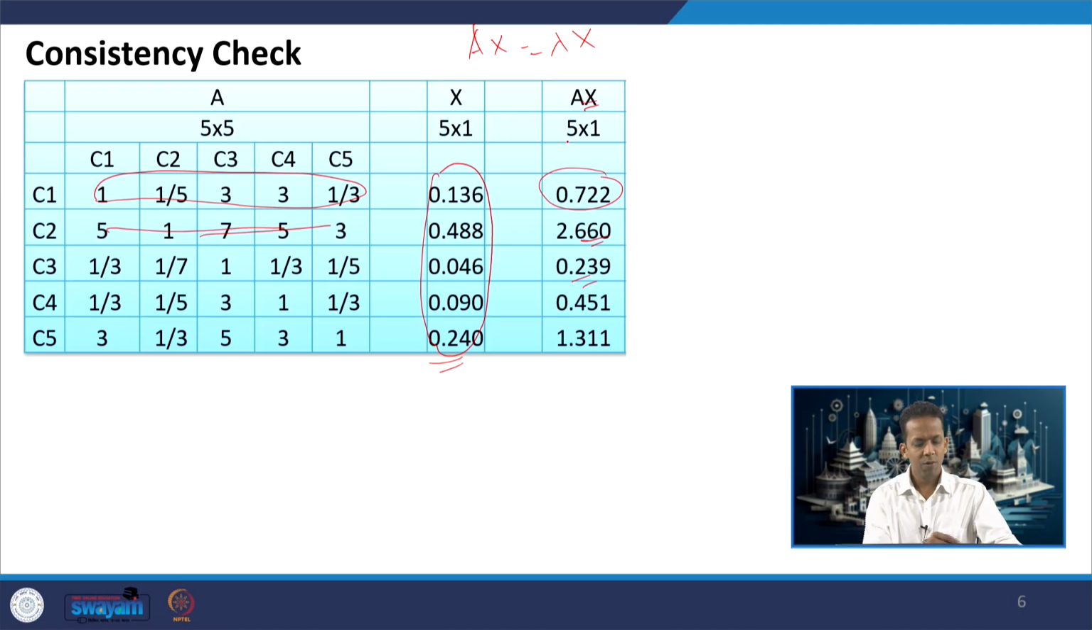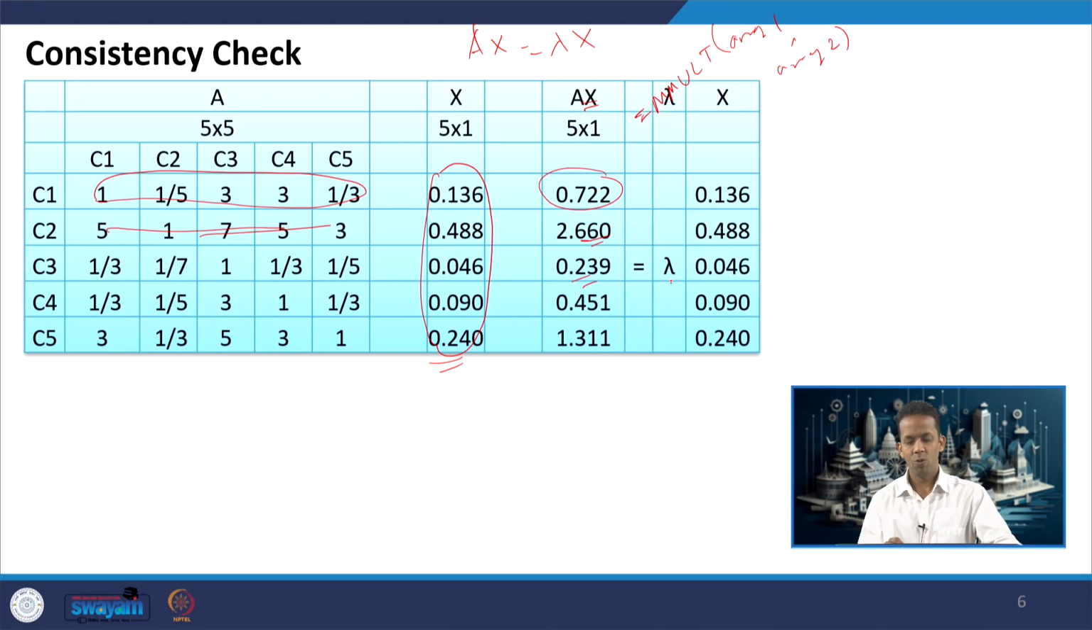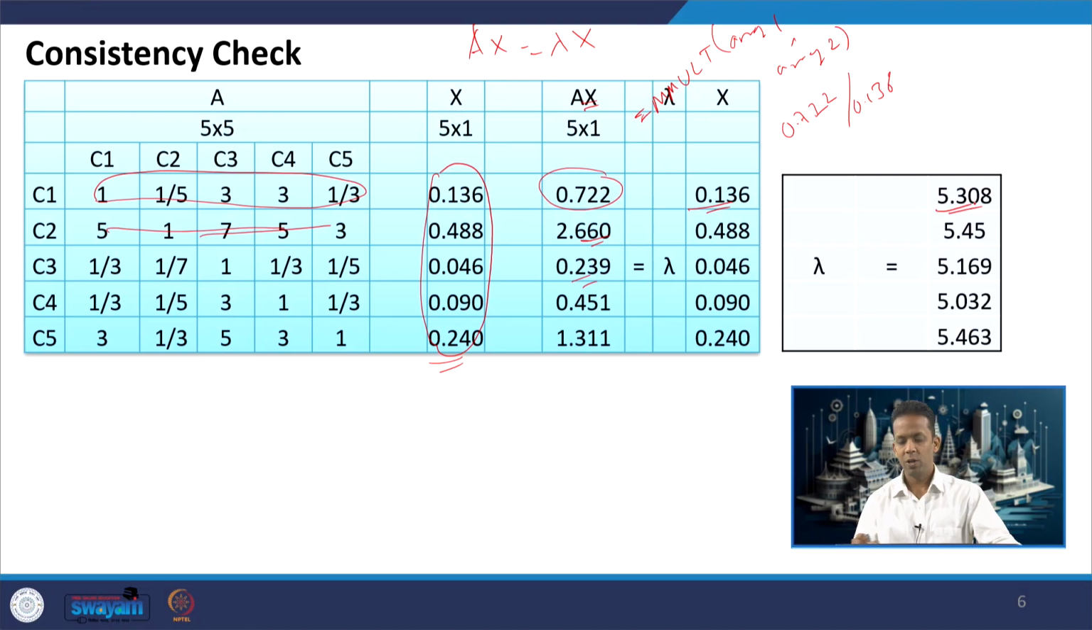In Excel, if you are multiplying and summing the matrix, you can use the command MMULT, matrix multiplication, and you just give array 1 comma array 2. That will give you these numbers. So, once Ax is calculated, you equate it to lambda x. So, lambda would be 0.722 upon 0.136. So, it is 5.3. Again you will get 5 values accordingly.